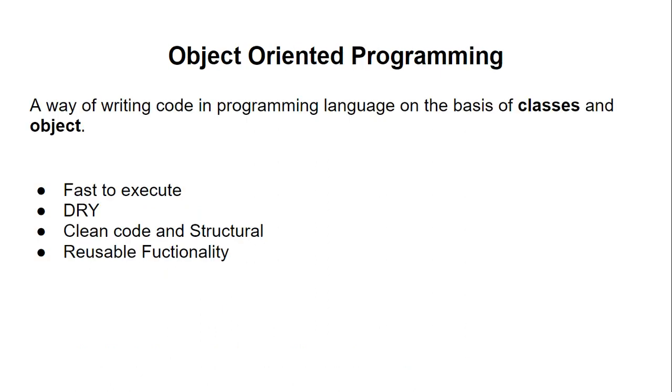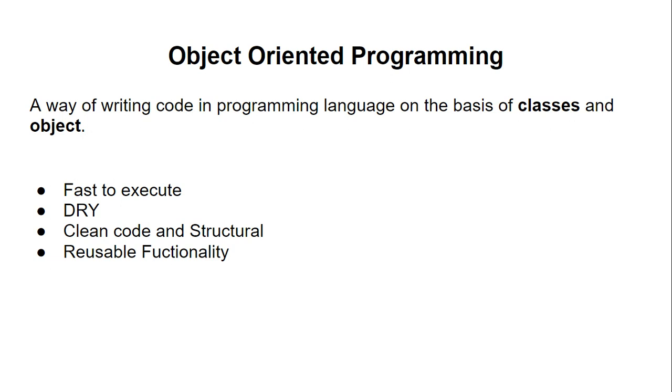Okay, so what exactly is an object oriented programming language? This is a basic way of writing code in a programming language on the basis of classes and objects. A code in which we deal with objects and classes, that type of programming is known as object oriented programming language. In Java we use a lot of classes and a lot of objects.